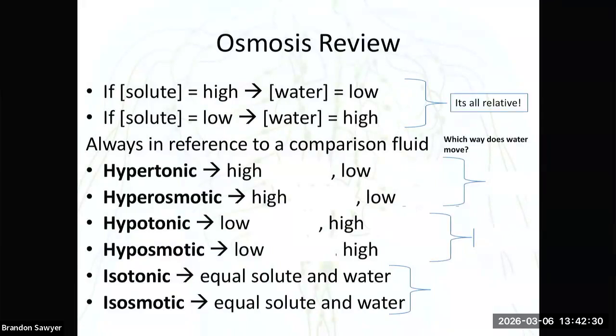And that's what we're getting at here, that these are relative terms. So when we're using terms like hyperosmotic, hypoosmotic, high osmotic pressure, low osmotic pressure, hypertonic, hypotonic, they're relative terms. So we have two spaces with a membrane in the middle. And if we're saying one is high, the other one must be low. And so they're always in reference to a comparison fluid. So if a fluid is hypertonic, that means it's got high solute concentration and relatively low water concentration.